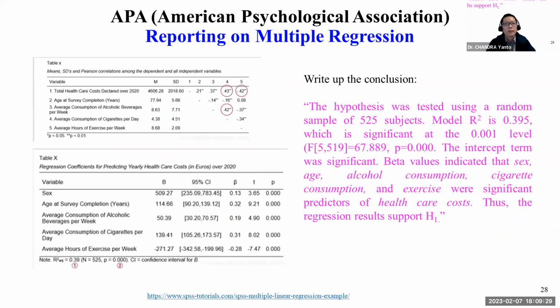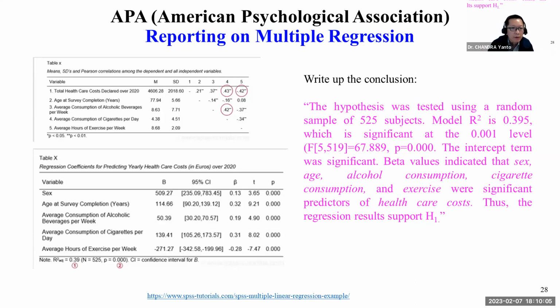So importantly, there is some convention in how you write the results, right? So you have the top table, which is just the descriptive statistics table with some correlation, the mean, the standard deviation, the correlation among these 5 independent variables, right? And then you have the main regression coefficient, the second table down there. You have the beta value, confidence interval, standardized and non-standardized, and then they have a t and a p value. So you can write up, like, the hypothesis was tested using a random sample of 525 subjects.